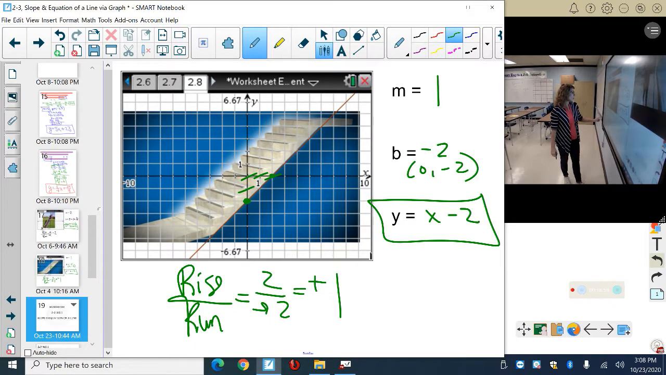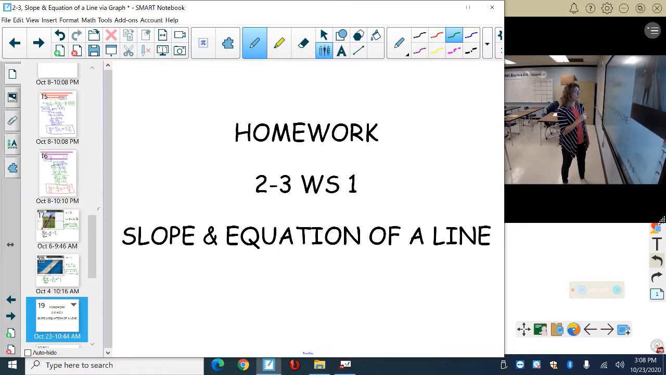Tonight's homework is section 2-3, worksheet 1, slope and equation of a line.